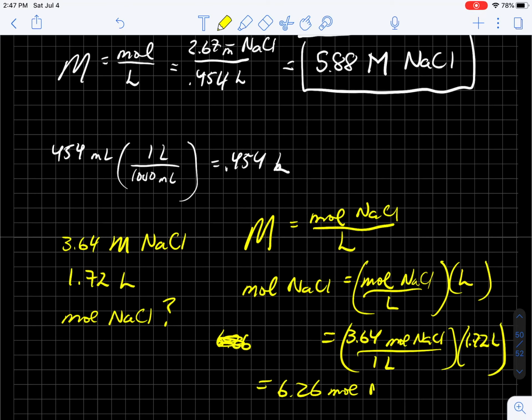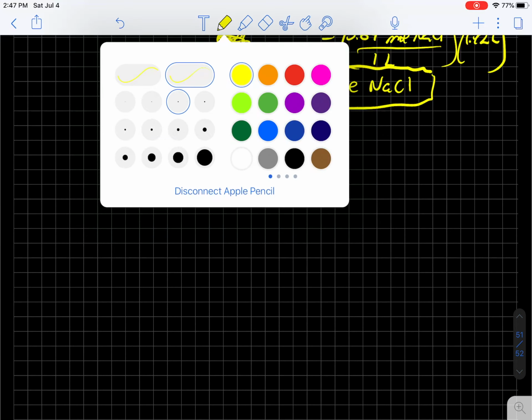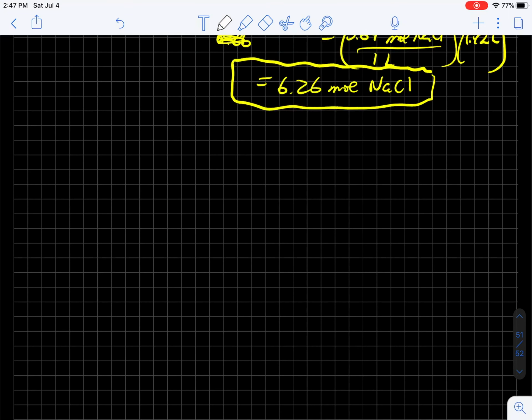Oh, I'm sorry, let's just write the answer down here. 6.26 moles of sodium chloride. Now, of course, we don't have a molometer in the lab in order to make this solution. So what is it that we're really going to be seeking here? And that's going to be grams. How many grams of sodium chloride do we weigh out? That would be a better question.